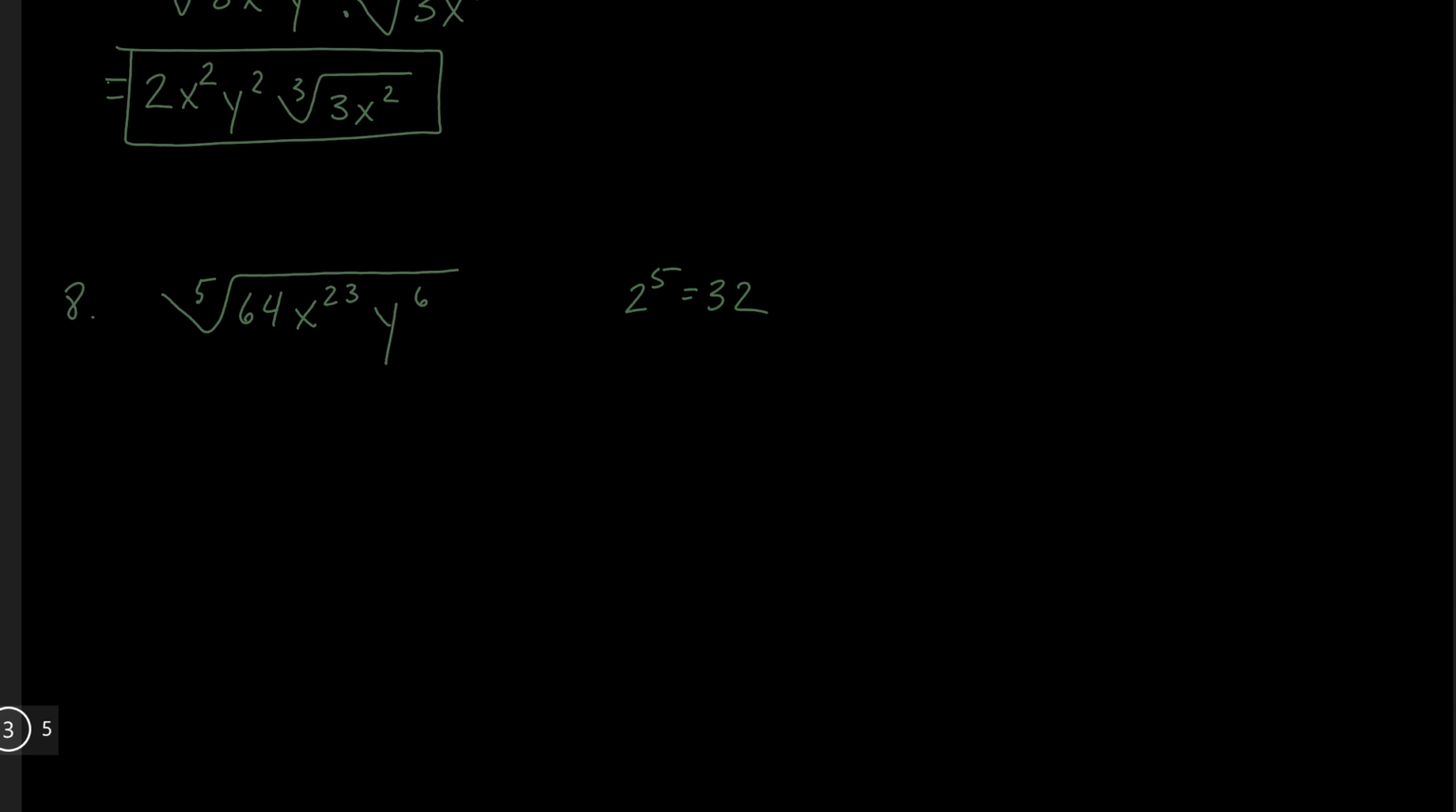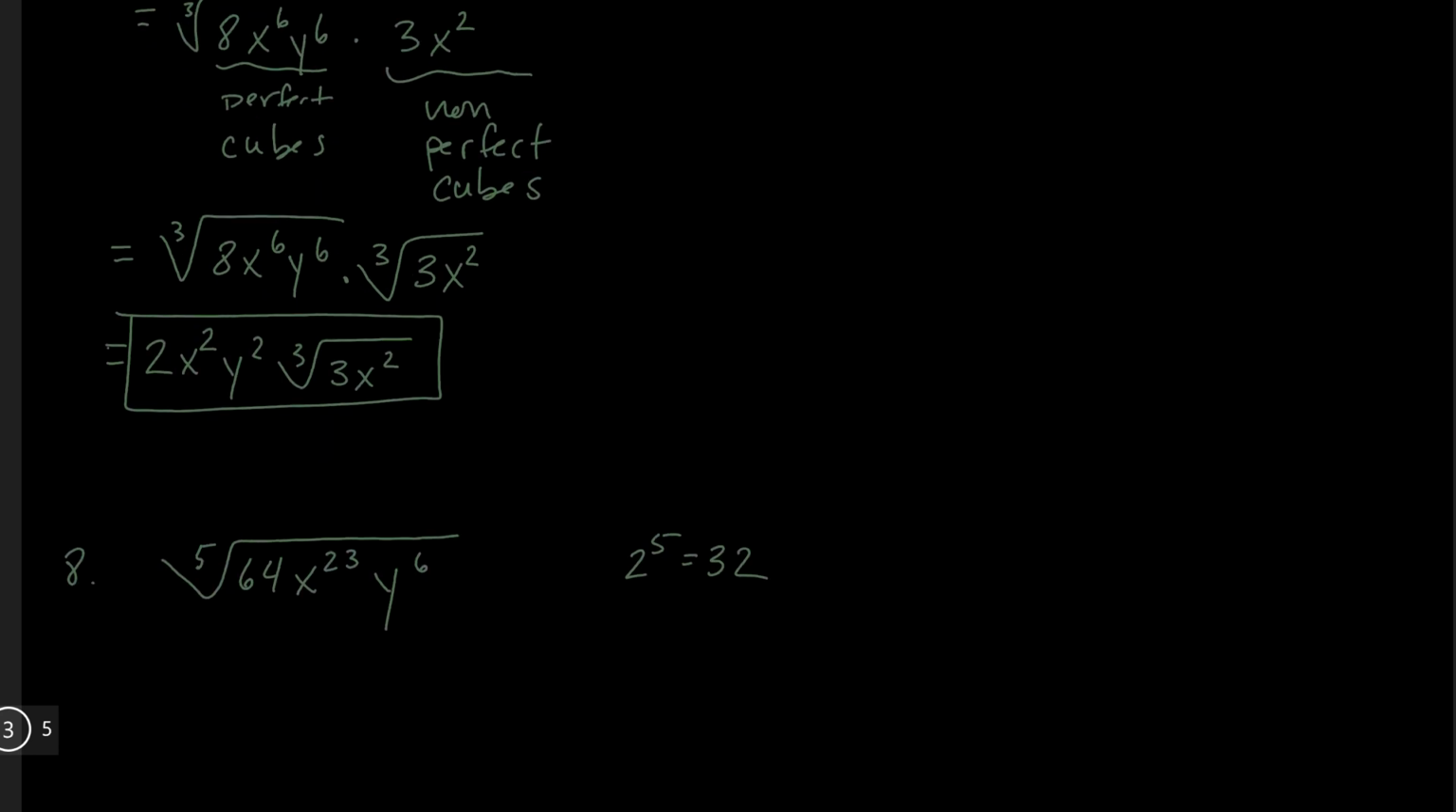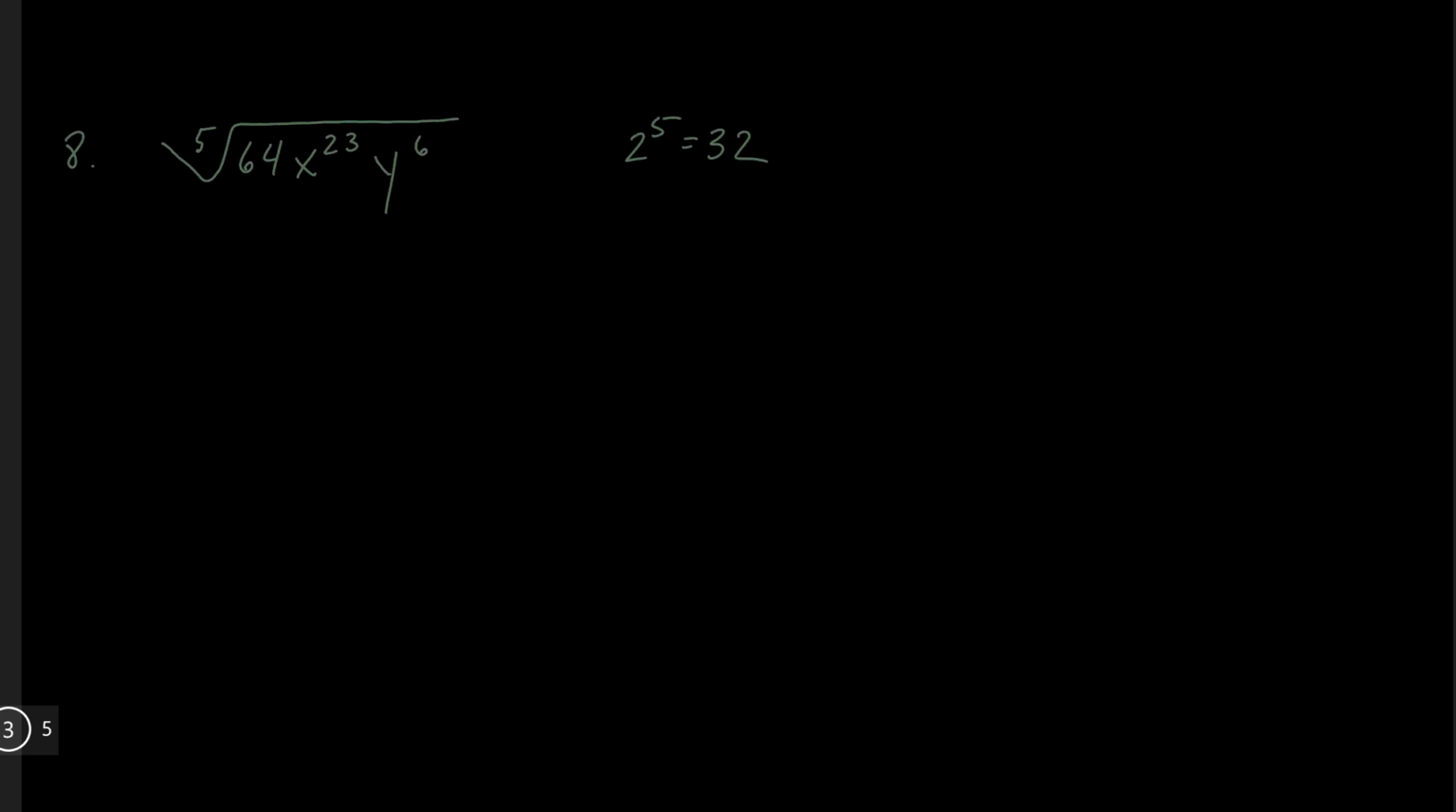So it's clear that 64 is definitely not a perfect fifth power. But we can see that it does have a factor that is a perfect fifth power. So when we break this down, 32 is a perfect fifth factor. Remember, the perfect ones will go first. What's remaining on the side that's not a perfect power is 2, since 32 times 2 is 64.